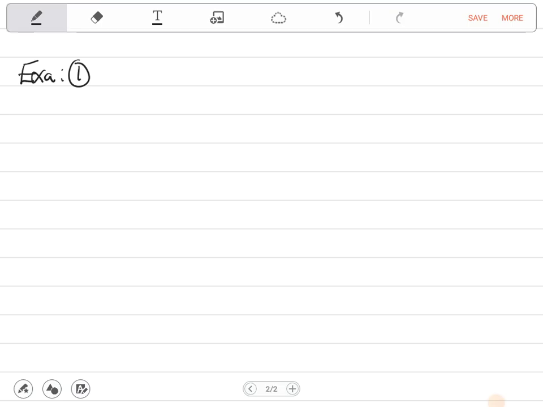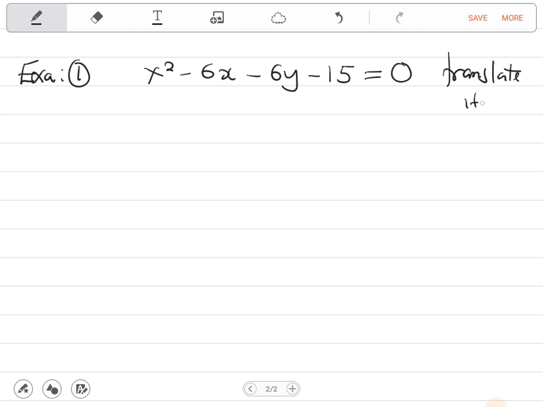Example 1. All right. So let's say we are given an equation. Okay, let me just look for it. Okay, a simpler one. So this is an equation. From the look of things, you can tell that this is a parabola because of that x squared. You don't even have to go far. But the problem is, we are saying translate this. Translate it.